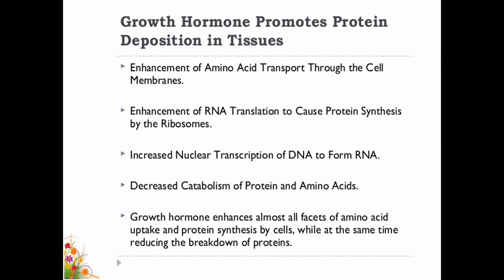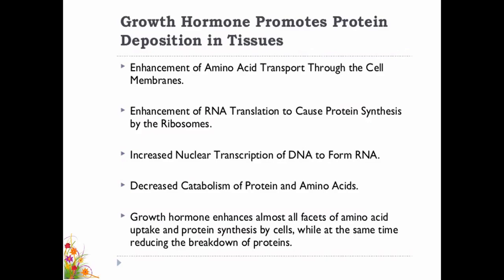Just like this, the nuclear transcription is also one of the main processes of protein synthesis. So the GH is assisting in protein synthesis with these two by enhancing these two main important activities. And it decreases the catabolism of protein and amino acids.